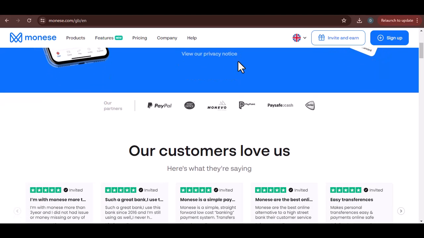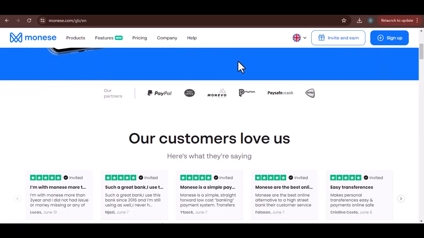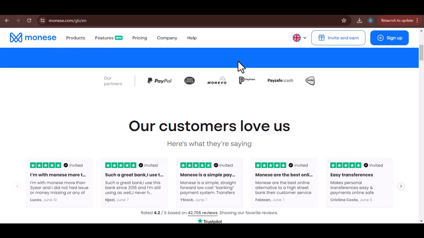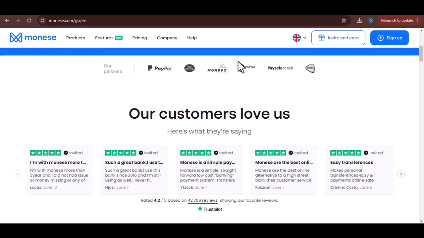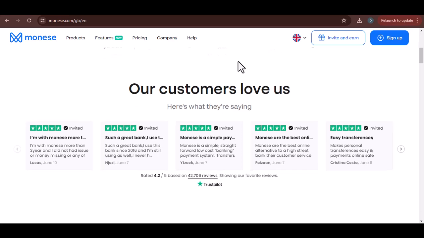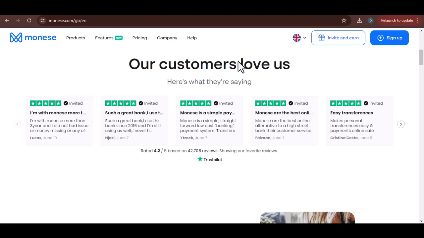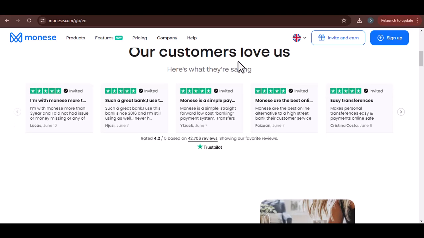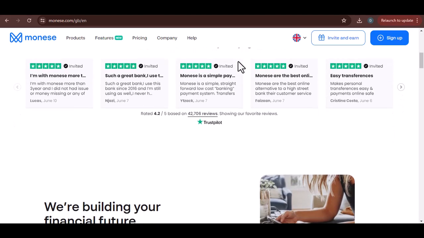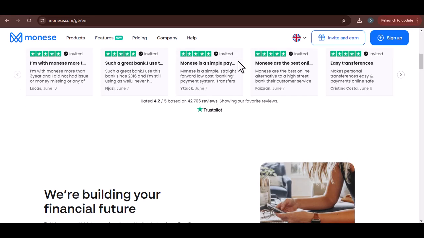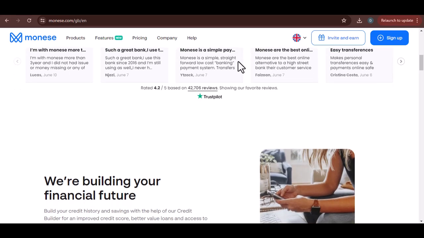Building context, let's break it down. What even is a SWIFT code, right? Imagine the global financial system as a massive network of banks. Each bank is a node, and to send money from one node to another, you need a specific address. That's where the SWIFT code comes in. It's like a postal code, but for money.